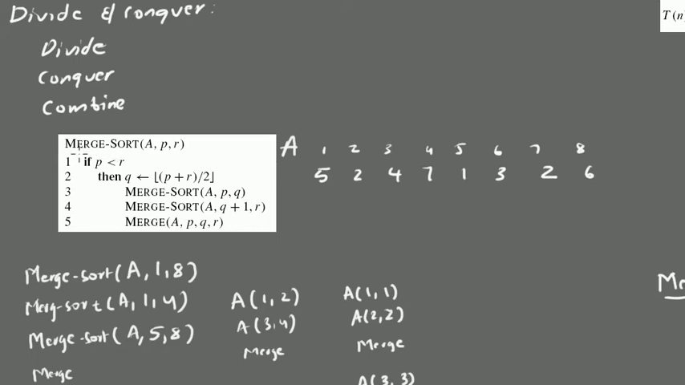Okay, so this is the algorithm for merge sort. In merge sort, the merge sort function takes three parameters: the array to be sorted, the starting index, and the end index. So if this were to be the array that I'm trying to sort, and if this is the initial call, this is what happens.